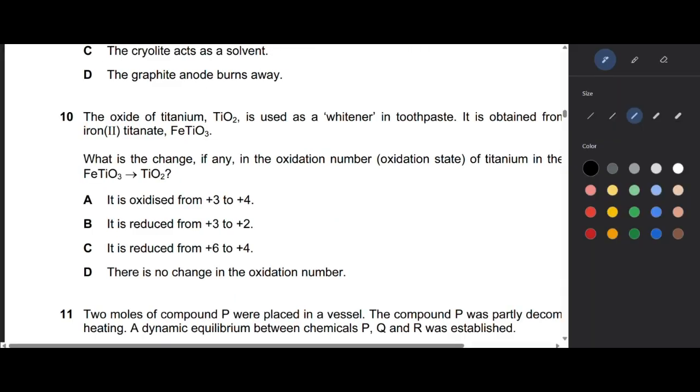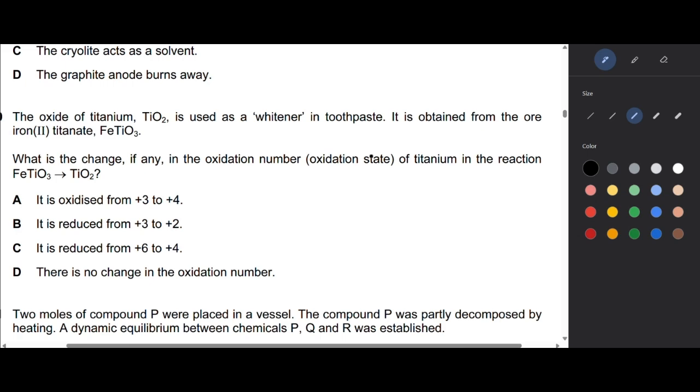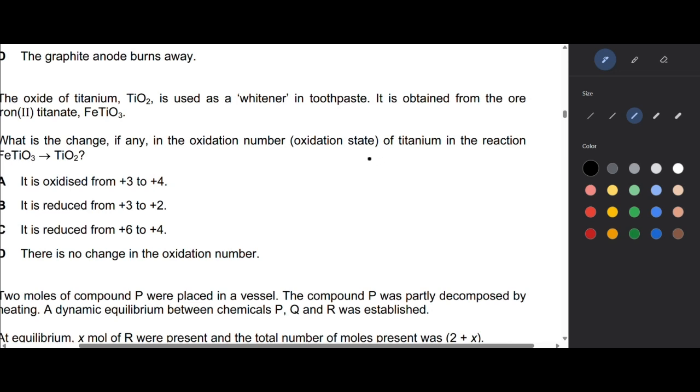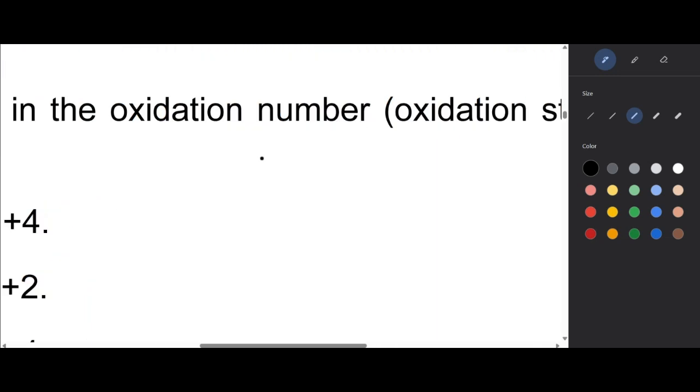Okay, we move to the next question. Question number 4. The oxide of titanium, TiO2, is used as a whitener in toothpaste. It is obtained from the ore iron titanate, FeTiO3. What is the change, if any, in the oxidation state of titanium in the reaction FeTiO3 to TiO2?